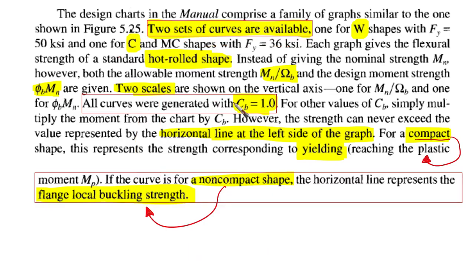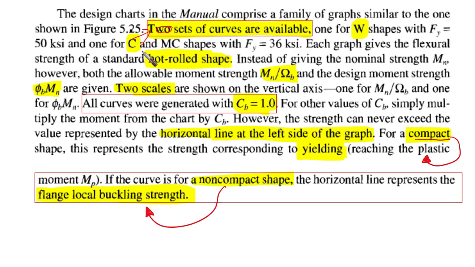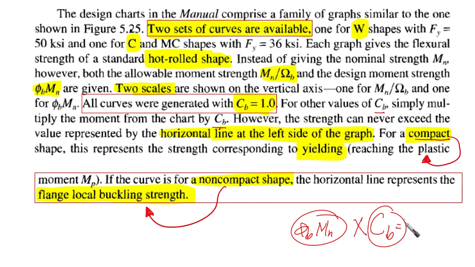Two scales are shown on the vertical axis, one for the allowable strength, another one for the design strength. All curves are generated with Cb equal to 1. You can find it easily here. For other values of Cb, simply multiply the moment from the chart by Cb. So whenever you have the available moment, for example, phi b times Mn for LRFD, then multiply it by Cb. If Cb is other than 1, for example 1.3 or 1.2 or whatever, then you need to multiply to get the available strength.